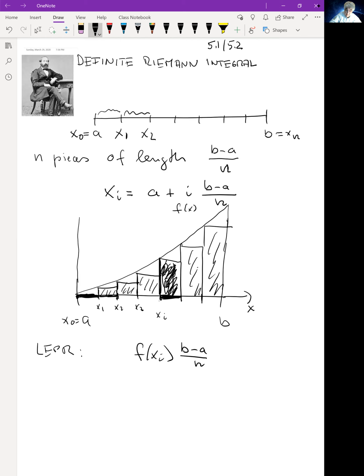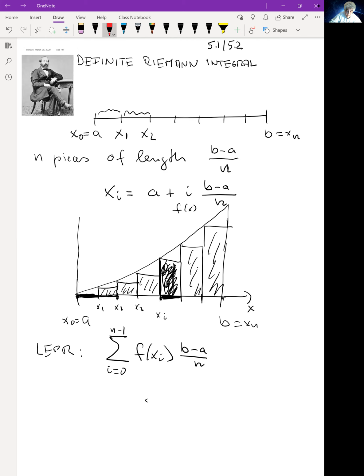And now I do this for all of these rectangles, and I sum them up. Sigma stands for sum. Now my first height is at x0, so i goes from 0. And the last height is 1 before xn, so it's x(n-1). So that is the left endpoint rule.